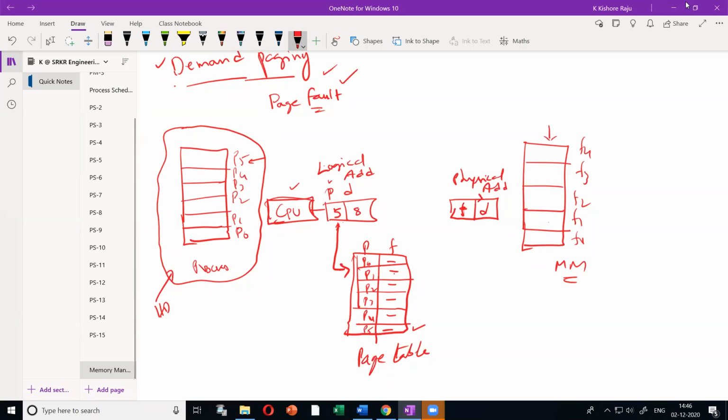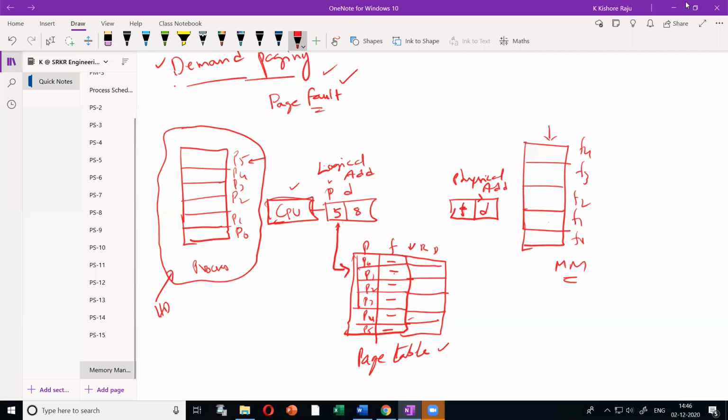So now immediately it will return. How will the page table identify that the page is not there in the main memory? Please tell me. There are 3 bits: valid bit, reference bit, dirty bit. Is it correct or not? So how do we identify whether the page is there or not?